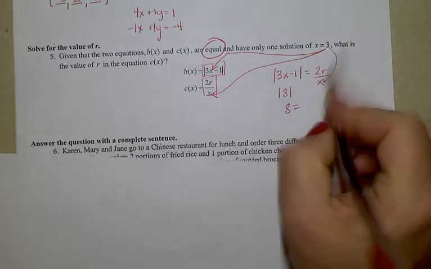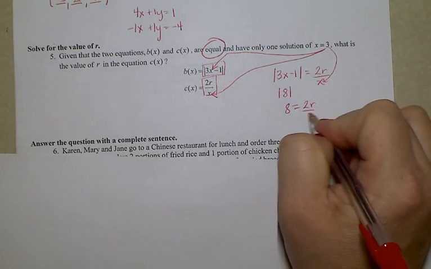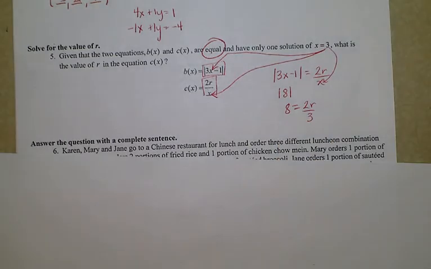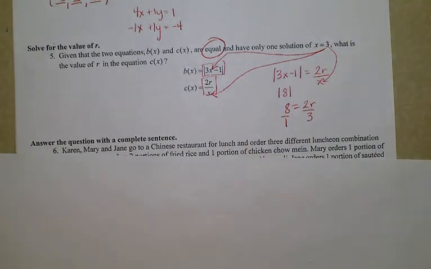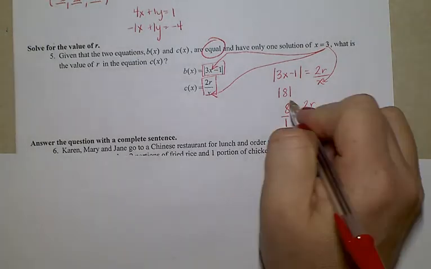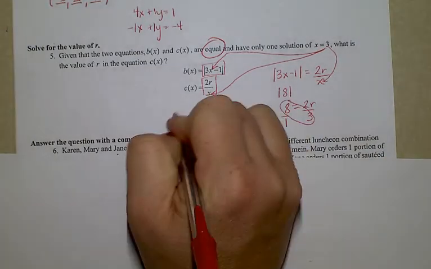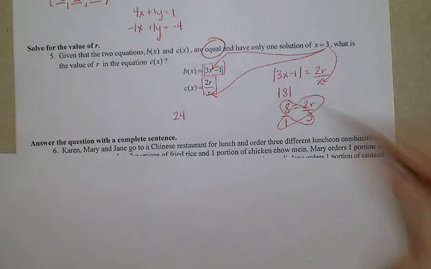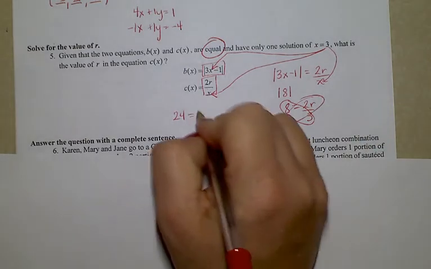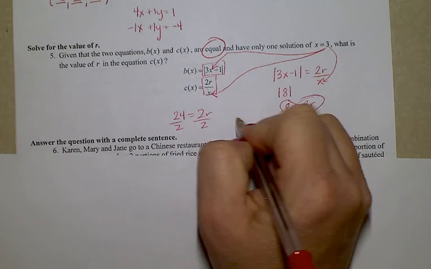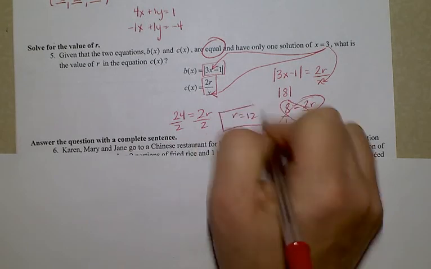Okay, then I'm going to substitute in 3 over here. So I have 2r over 3. Now there's a bunch of different ways you can solve this, okay? So you can multiply by the fraction, but here's one I always suggest. Put a 1 underneath the 8. Let's do some cross multiplying. 8 times 3 is 24. 1 times 2r is 2r. Divide by 2, and r equals 12.